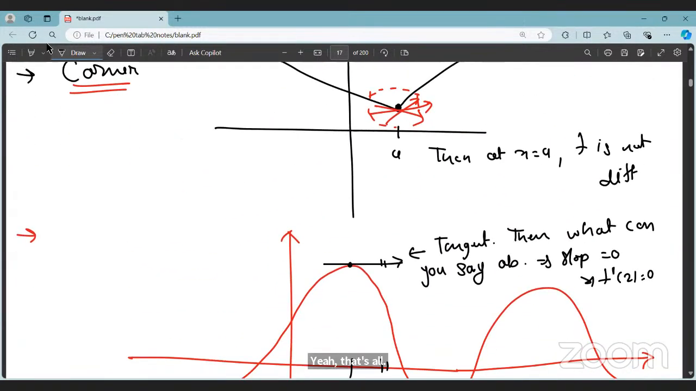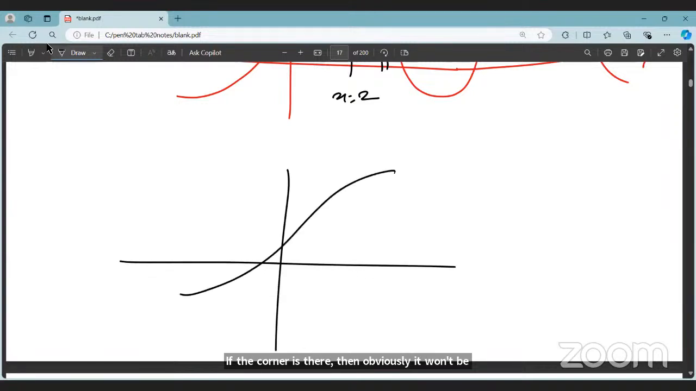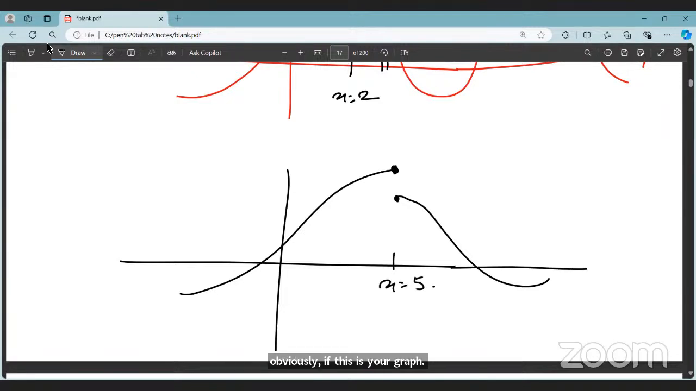So by a graph, you can say that if a corner is there, then obviously it won't be differentiable. And also if it is discontinuous, then obviously, right? If this is your graph, then at x equals 5, it won't be differentiable, right? Because it is not even continuous. So how can it be differentiable? This thing is also clear, right? Because again, there will be infinitely many tangents, or continuity is not there. So there's no point to talk about differentiability.